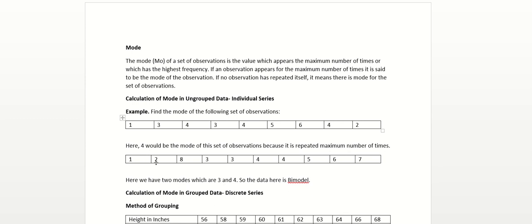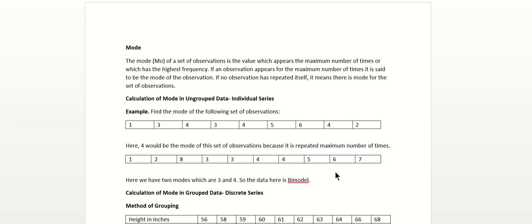Next, if we make a minor change, right? Here in this data, 3 has appeared 2 times and 4 has appeared 2 times. It means 3 and 4 have appeared an equal number of times, 2, 2, right? So it means we have two modes in this data set. 3 is also the mode of the data and 4 is also the mode of the data. So this data, we call it bimodal because we have more than one mode, right?